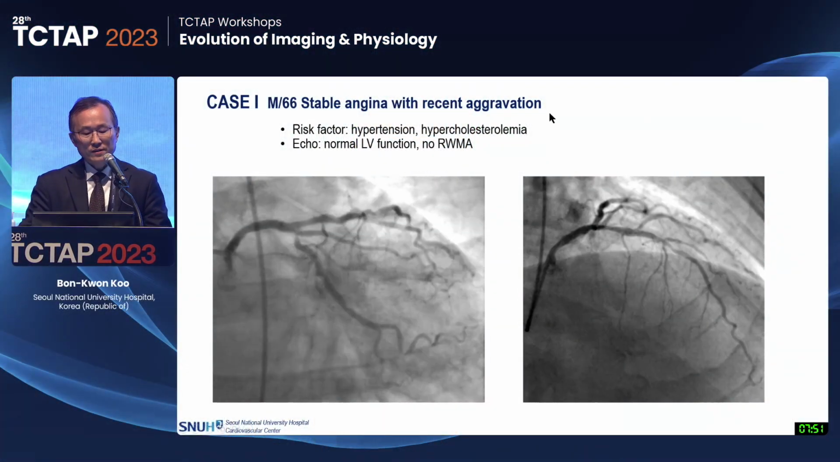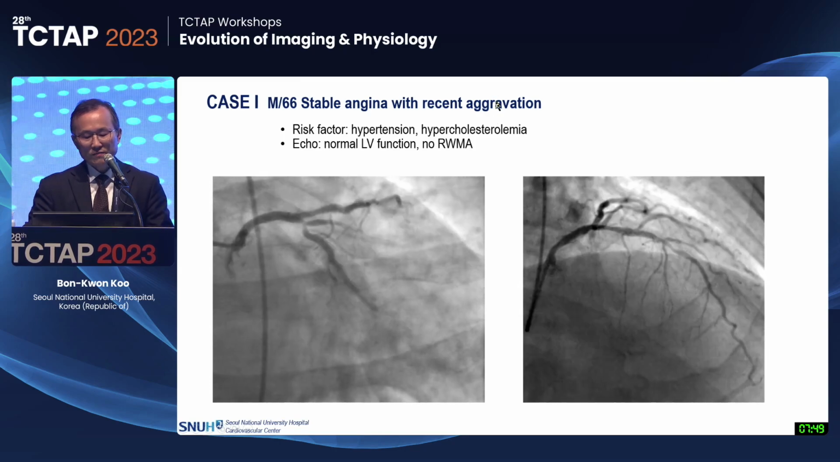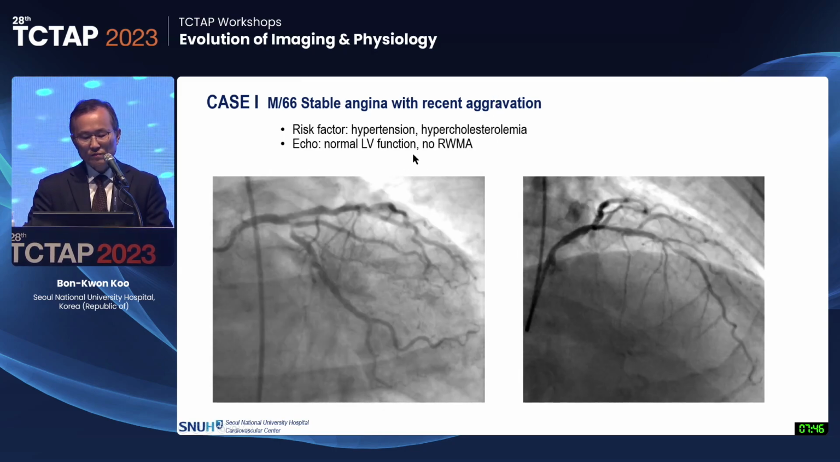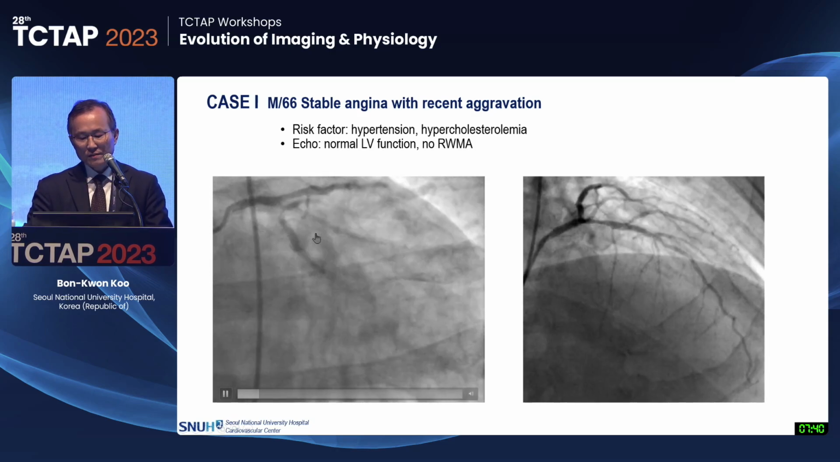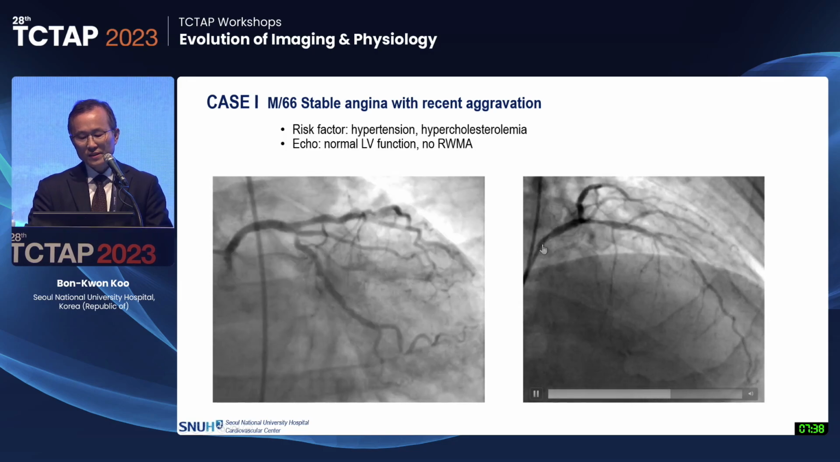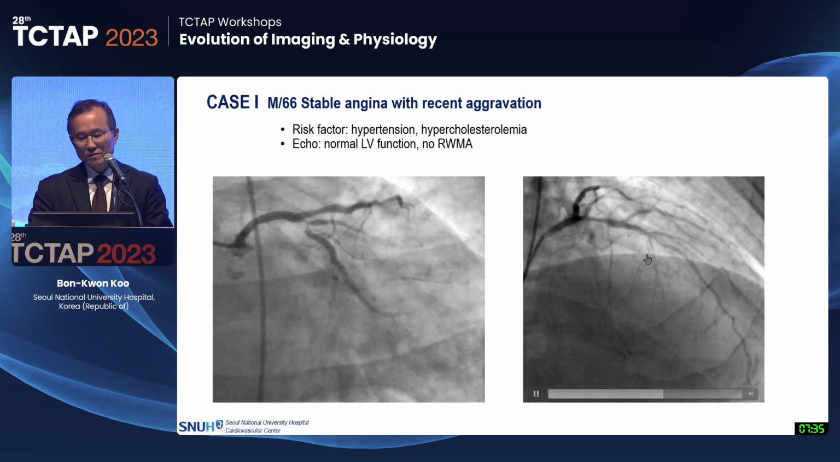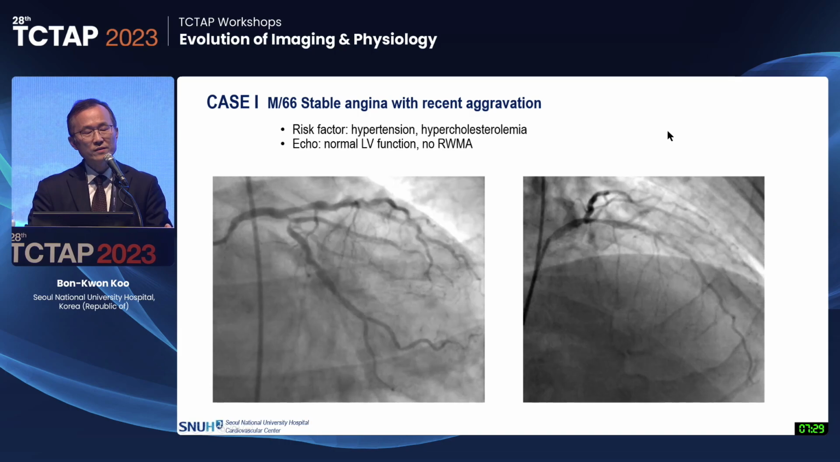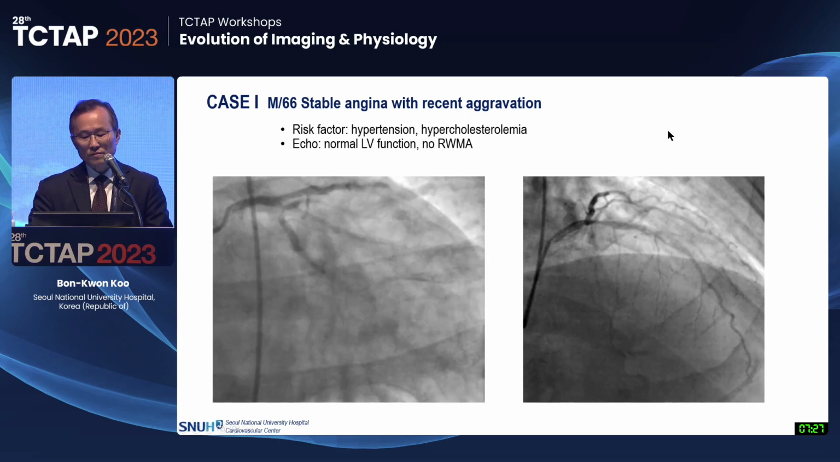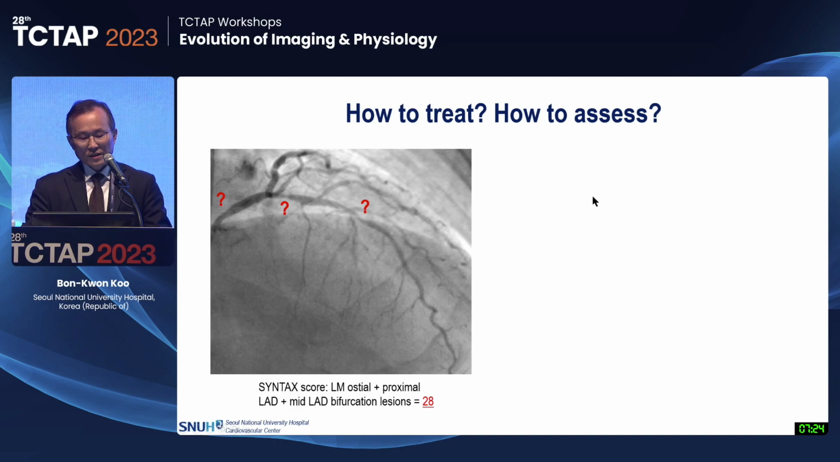This is a case of a 66-year-old gentleman with recent aggravated angina, some risk factors, and no regional motion abnormality in echo. So it seems to be clear that this should be the culprit, but unfortunately the patient also has multiple disease: left main ostium, LAD ostium, and mid-LAD. So the question is how we can fix this lesion: image-based, physiology-based, or what will be the SYNTAX score of this patient. If I simply count the SYNTAX score of this lesion, excluding the circumflex ostium, it's already 28. So you may consider bypass surgery, or you should prepare for a very complex PCI.